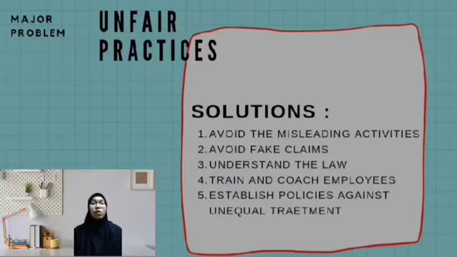If we understand the law well, we will not make mistakes, because we are afraid of being taken against the law. And the fourth one is train cautious employees. If the employees are trained well, they can do their work according to what is stated in the contract or the plan that is given.